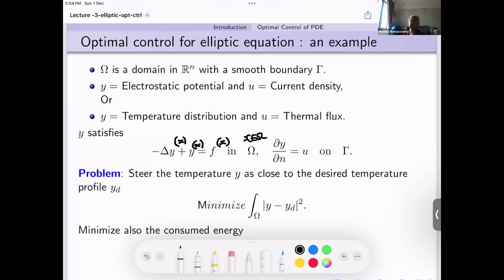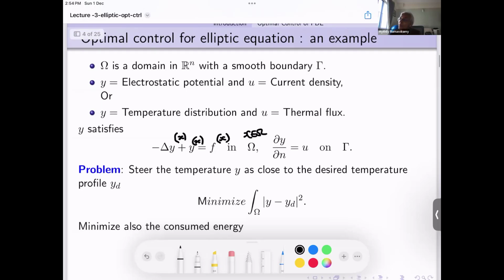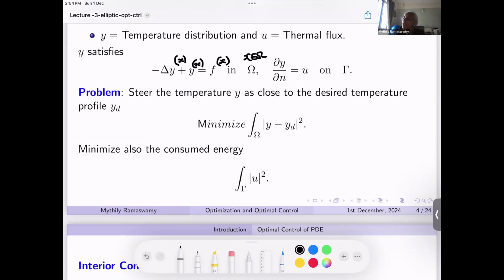So when I come to PDE, I could put the control either on the boundary or in the interior. So instead of F, I could also put the control in the interior. Then we call it interior control, or you can put it on the boundary, which is a boundary control. And we want to know whether the temperature Y can be steered as close to the desired temperature YD. So we have to minimize Y minus YD. These are all functions of X. X is varying in omega. So Y minus YD square.